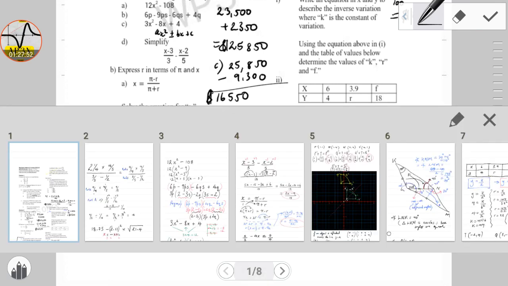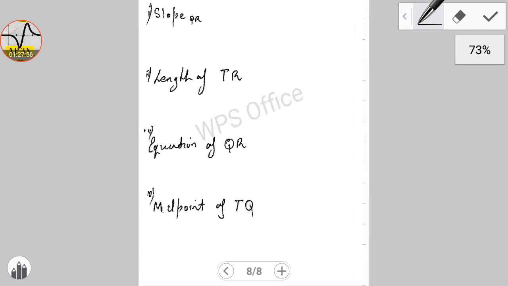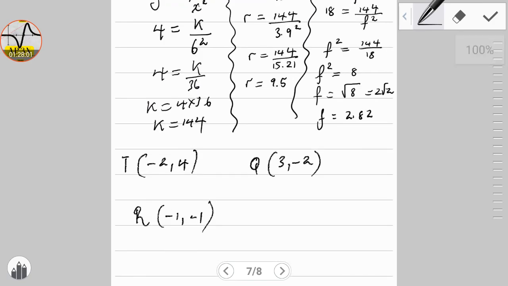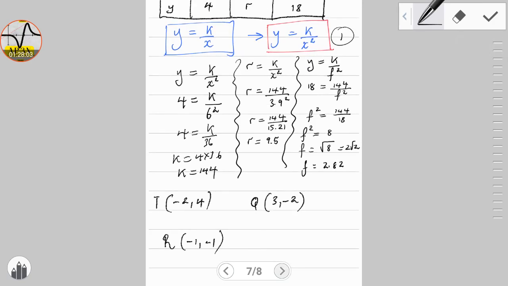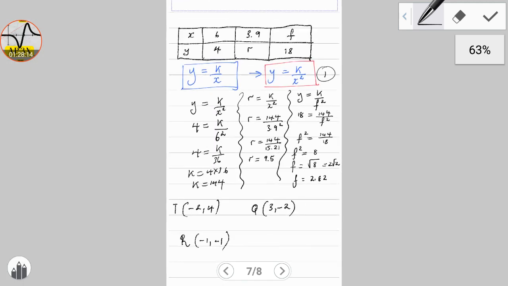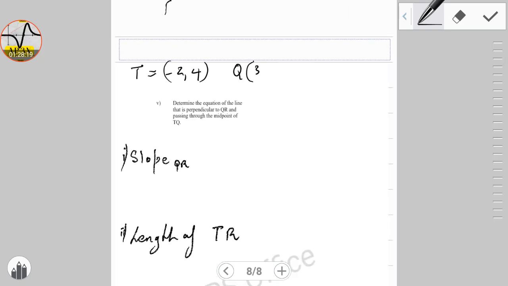All right, so I've already written down my points here for you. They're around here. So we already have it down here that T is minus 2, 4. Let's transfer it around here. So T is equal to minus 2, 4. Q is in fact equal to 3, negative 2. And R is equal to minus 1, minus 1.